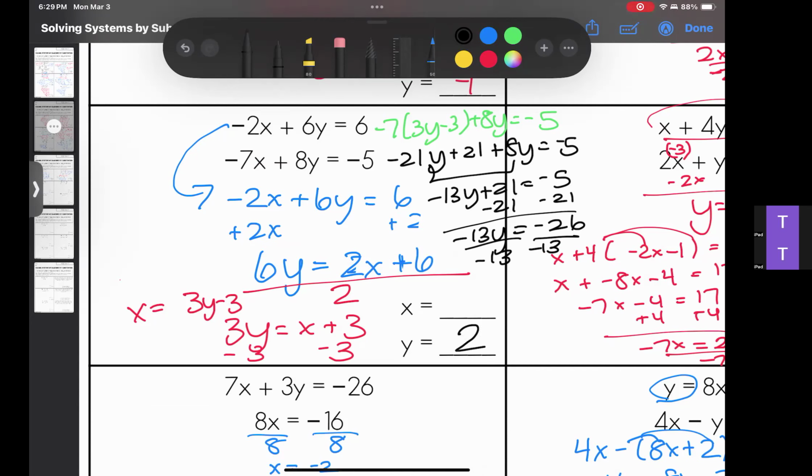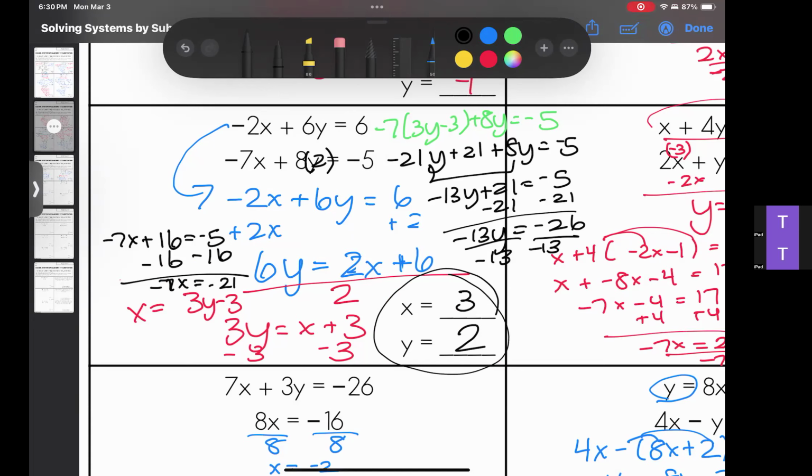I love that. We can easily substitute that in. Let's substitute it in here. Negative 7x plus 16 equals negative 5. Subtract 16 from both sides. Negative 7x equals negative 21. Ooh, x is equal to 3.